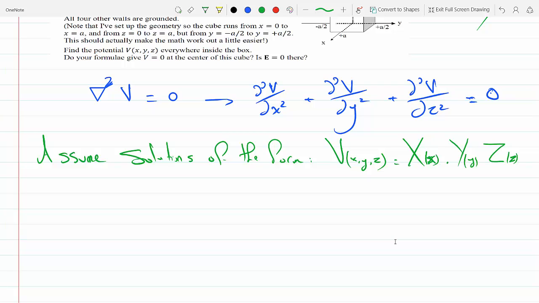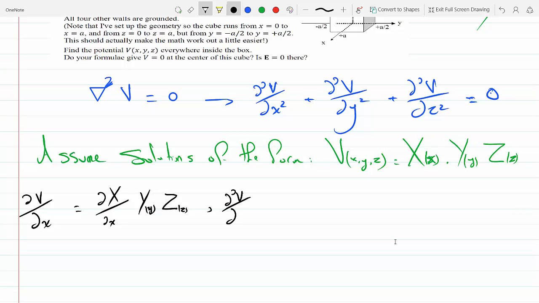So with separation of variables, you differentiate this. You take dV over dx, and y and z are independent of x, so this gives just dX over dx times the function of y and the function of z. And if you do it again, d squared V over dx squared, you get d squared X over dx squared times Y and Z, which are independent of x.